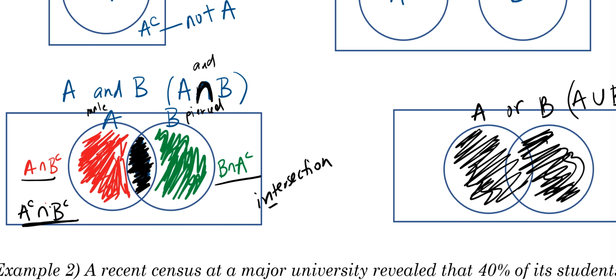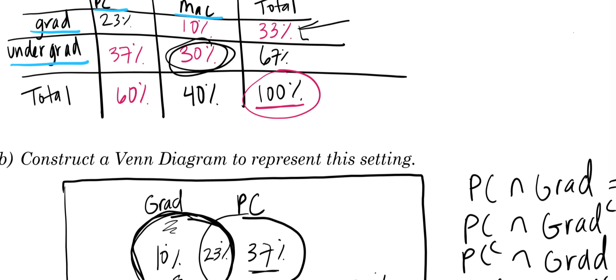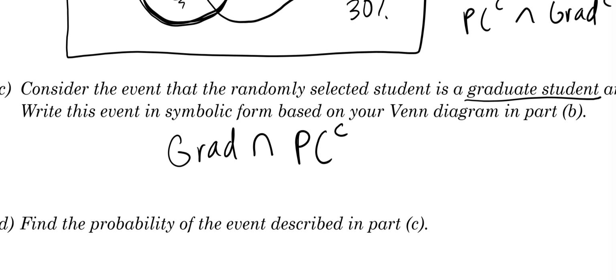So your last question is they would like you to find the probability of the event that you described in Part C. Okay, so they would like you to find the probability of being a grad student and not using PC. So now that you've made your Venn diagram and have your two-way table, you have a couple different ways to do this. And also because we're talking percents, they just want an answer in percent. So take a second right now, go ahead and find the probability that a randomly selected person is a graduate student who does not use a PC, or in other words, a graduate student who uses a Mac.